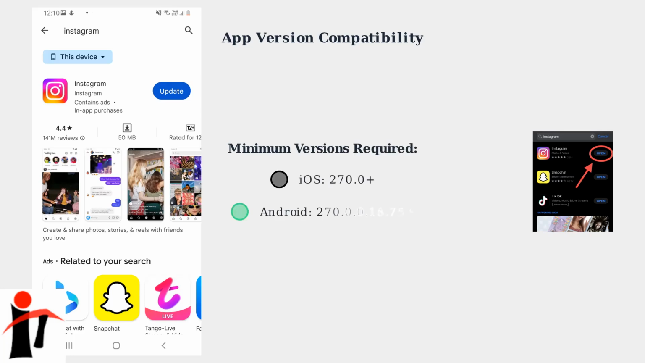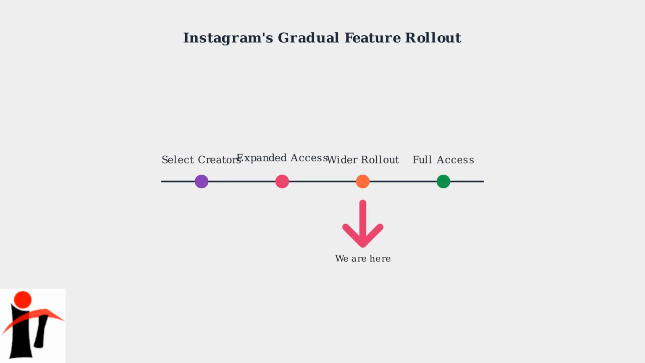App version compatibility is crucial for accessing broadcast channels. Using an outdated version can cause access problems, so make sure your Instagram app is updated to at least version 270.0 on iOS or 2.7.875 on Android. Finally, Instagram's gradual feature rollout system means that even if you meet all other criteria, access might still be delayed. The platform systematically expands access from select creators to wider audiences over time.